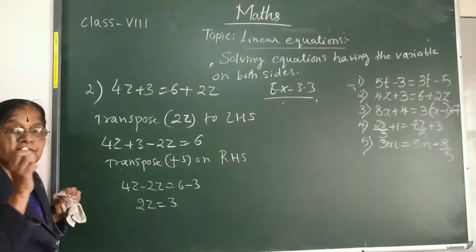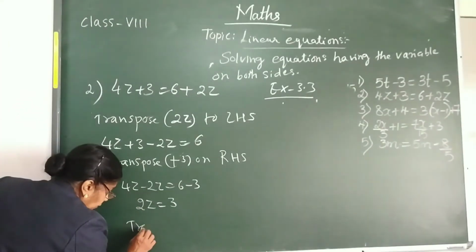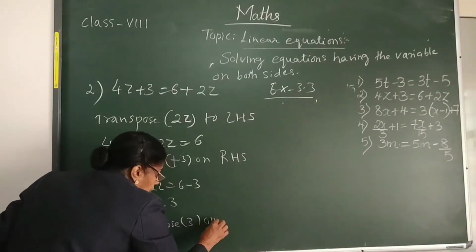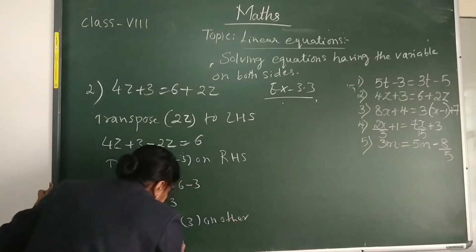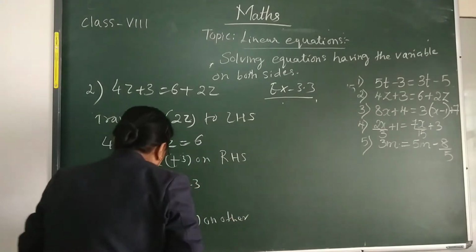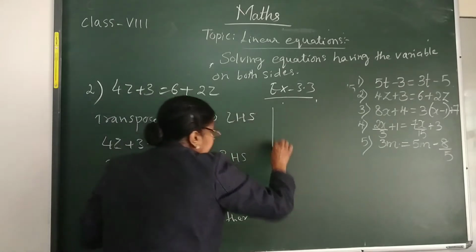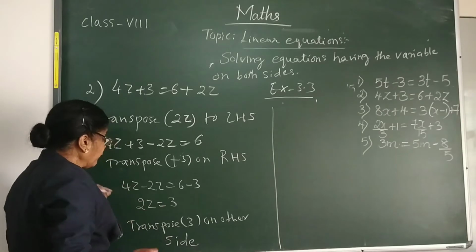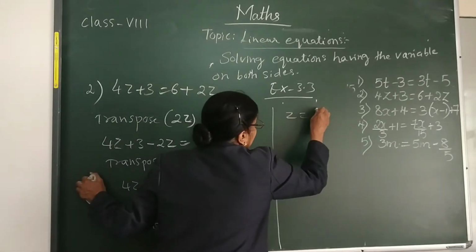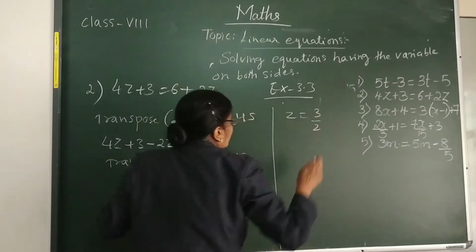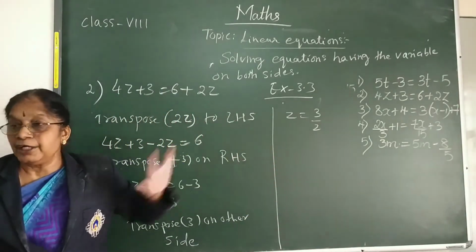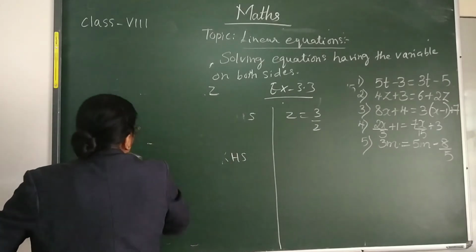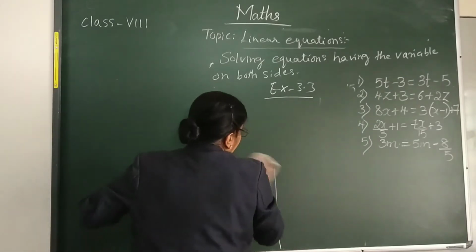Again you can see here z has coefficient 2. We want only the value of z. So we have to transpose. So what are we going to do? Transpose 2 to the other side. So what will we get if we transpose 2 to the other side? It will go below the constant 3, it will become the denominator for constant 3. So z is equal to 3 by 2. So you got the answer: z is equal to 3 by 2. This is how we have to solve. Now let us see the next sum, that is sum number 3.